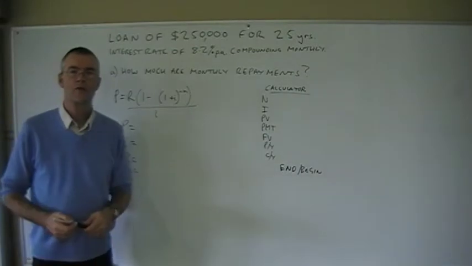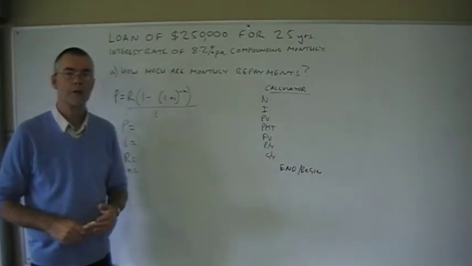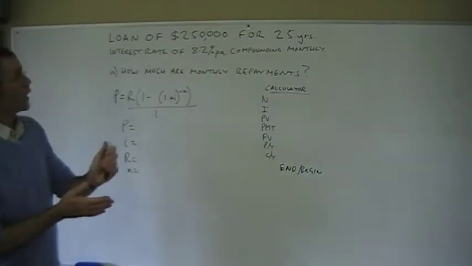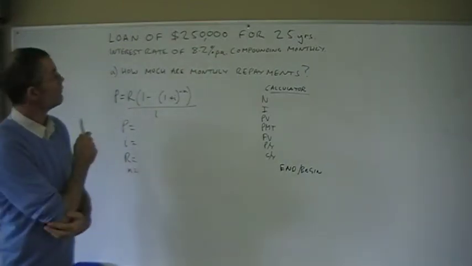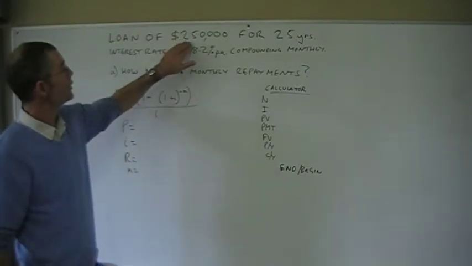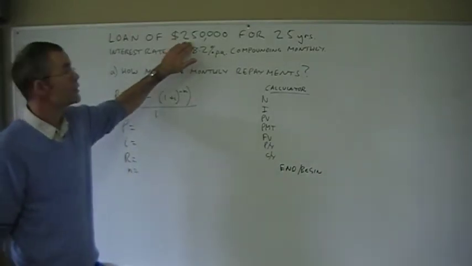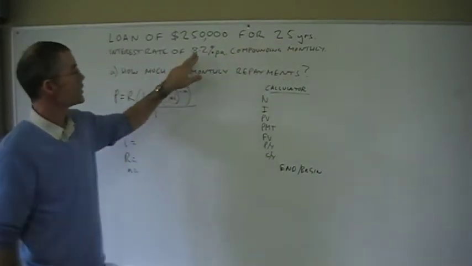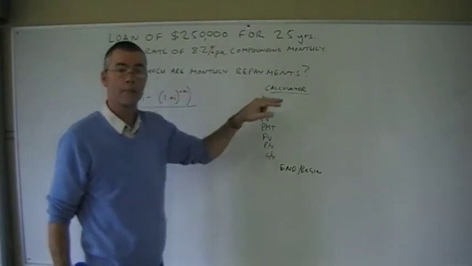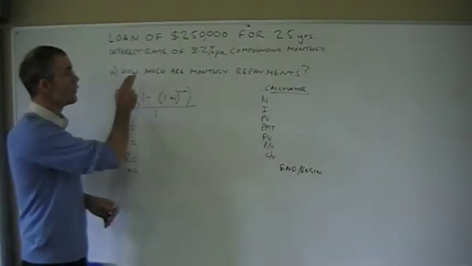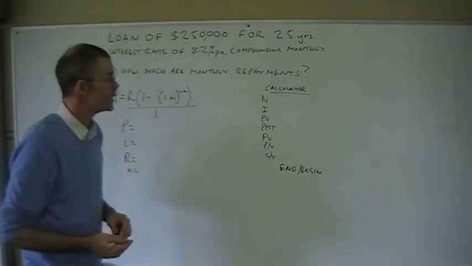Hello, I'm going to do one of those home loan type questions of a reasonably standard sort. Here we go. Here's a situation I've sort of made up. You need to get a loan of 250,000. You're going to take 25 years to pay it off. The interest rate is 8.2% per annum, compounding monthly. And the first thing you're going to get asked very commonly is how much are the monthly repayments?